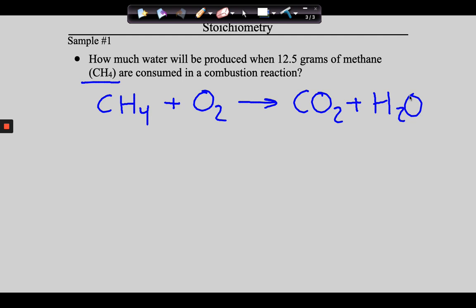So we've got 1 carbon, 4 hydrogens, 2 hydrogens. So we need a 2. And then that's 4 oxygens. So we need a 2. And there's our balanced equation. So guys, notice now our stoichiometric ratio. It's 1 to 2 to 1 to 2. You guys good on that?